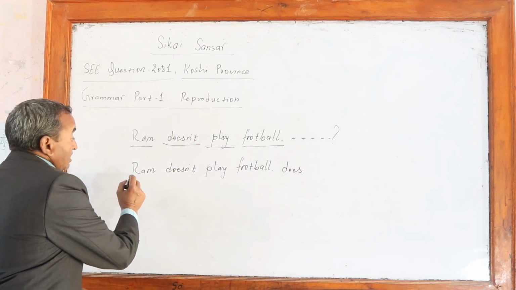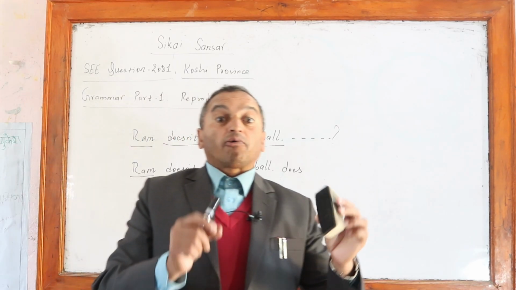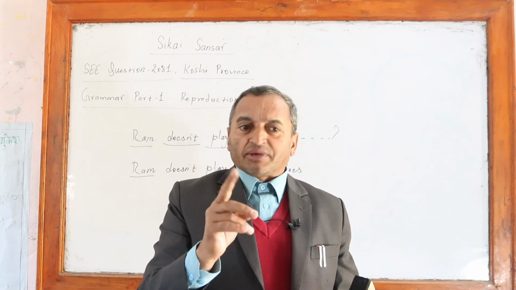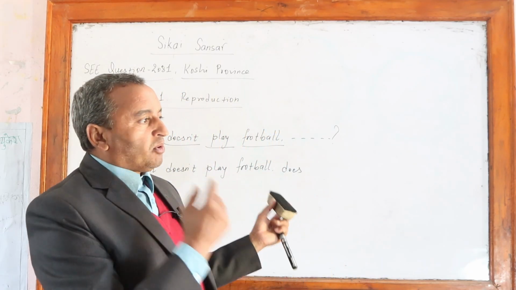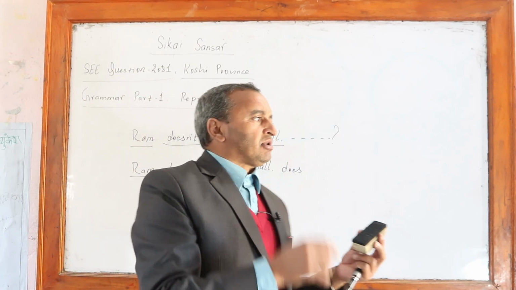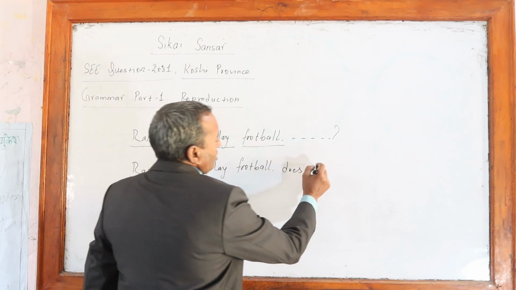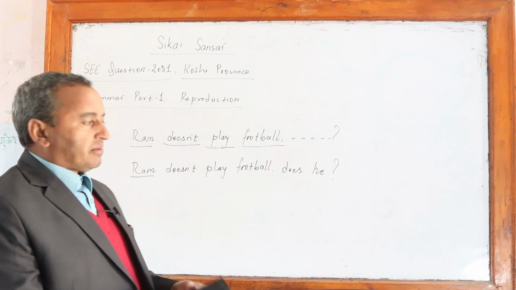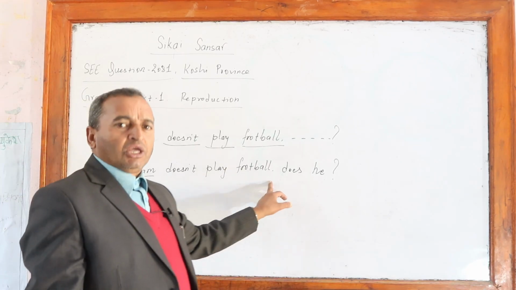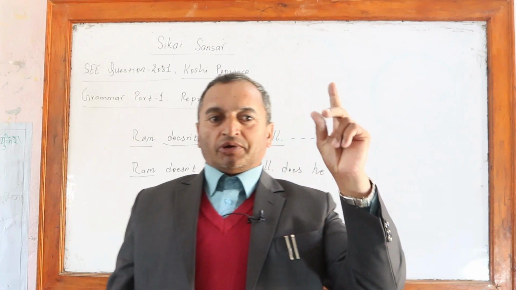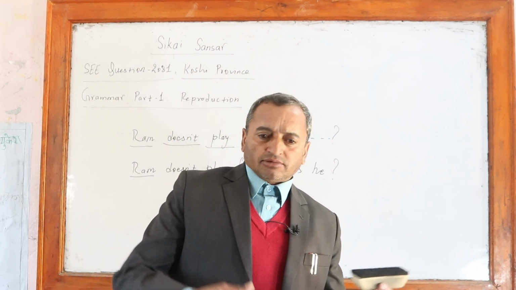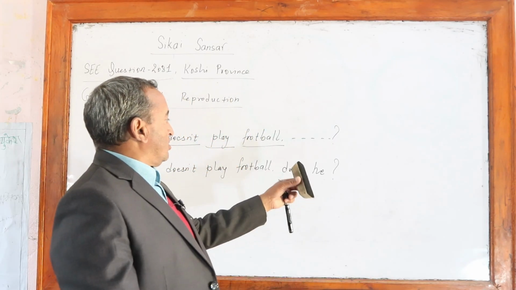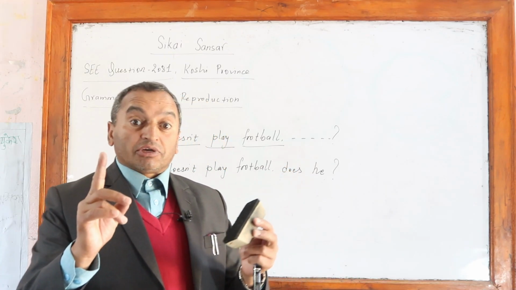And what about the subject? As I have told you earlier, when the name is given there, we have to change it into a pronoun. Ram is a boy, and the pronoun form of a boy or man is he. So now we have to supply the pronoun he. Look here, the question mark is there at the end. So how have we changed it? Ram doesn't play football, does he? Right. So it is the sentence in negative form that we have changed, that we have supplied the required question tag.